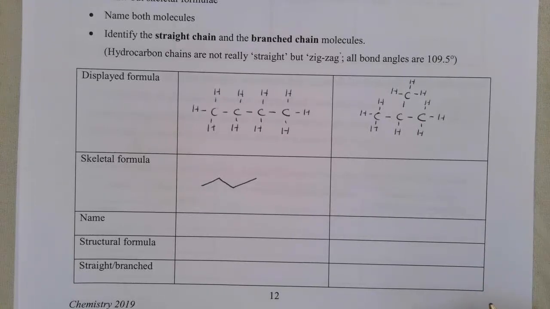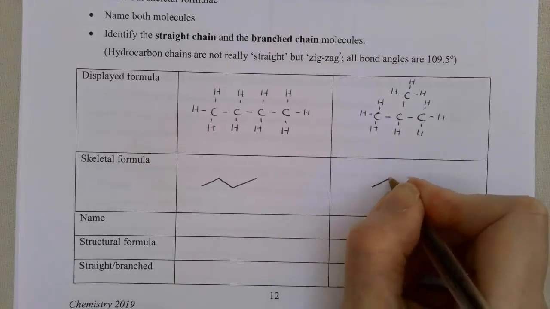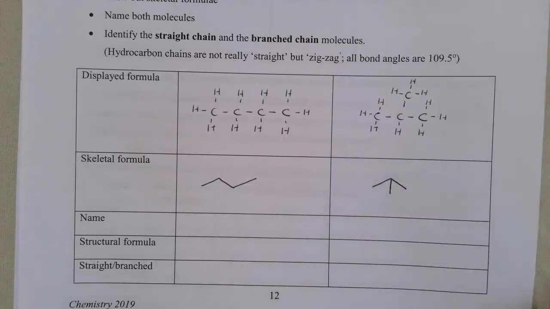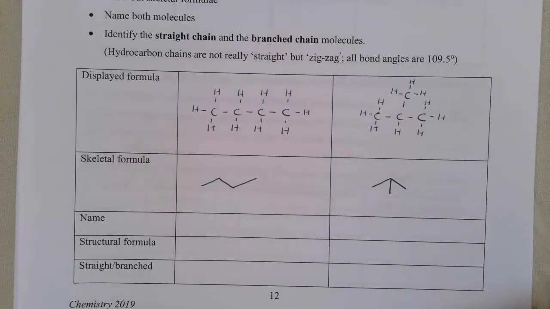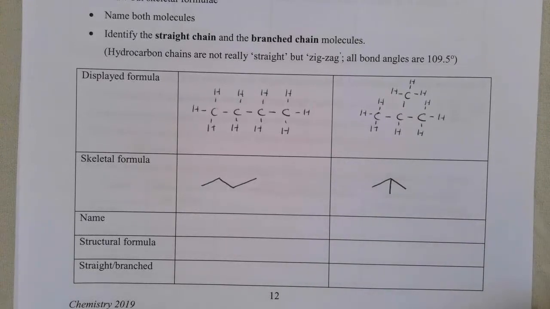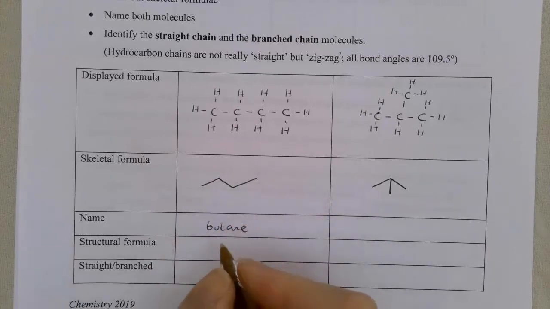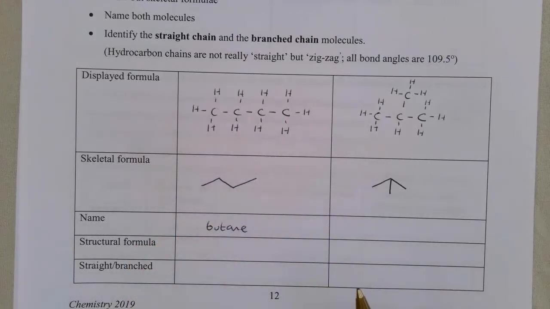So again, if I do the skeletal formula, I've got 3 carbons now, so 1, 2, 3, and I've got a methyl group on that second carbon. Doesn't matter if I point that line up or down, it means the same thing. So this is called butane. But means I've got 4 carbons in my longest chain. Ane tells me it's an alkane.